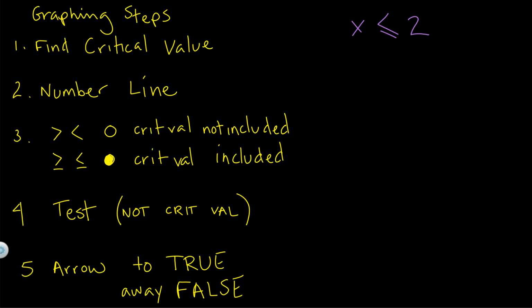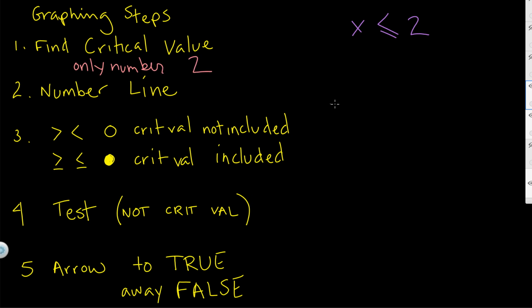So the first thing we do is find the critical value. Now the critical value just means what is the only number there? So in our example, the only number that we have here is the x is less than or equal to 2. The only number there is 2. So we take our only number, and that's going to be 2.